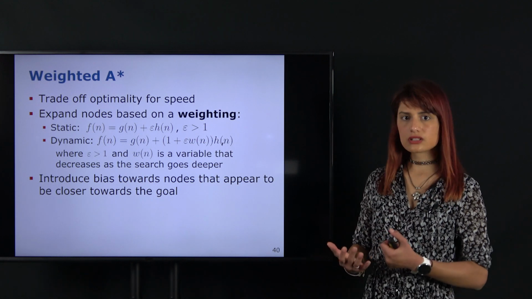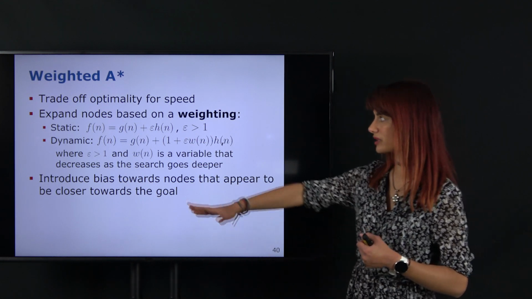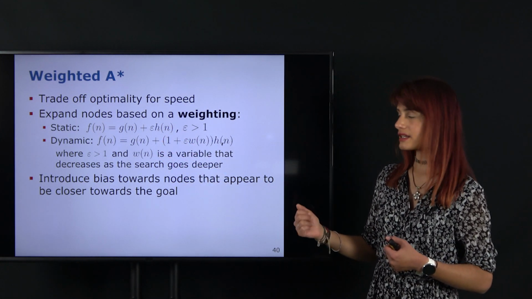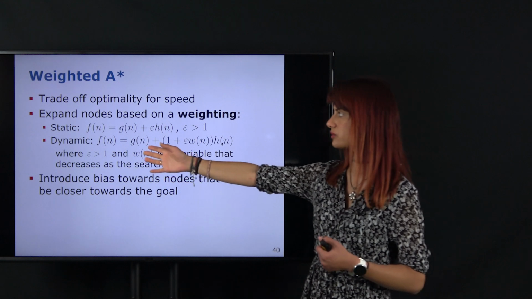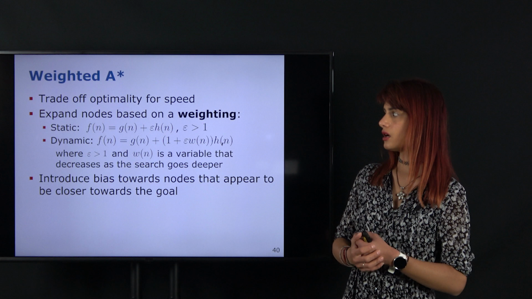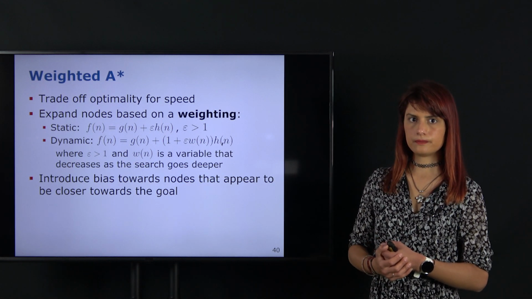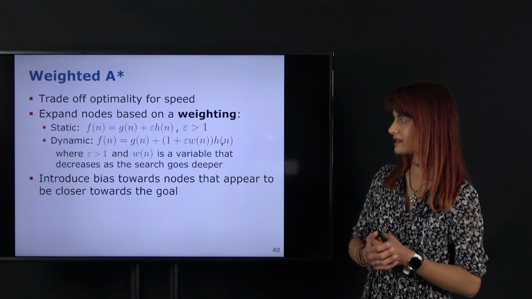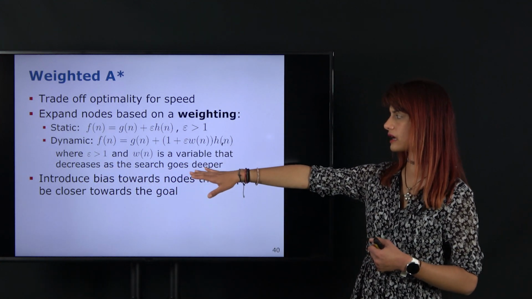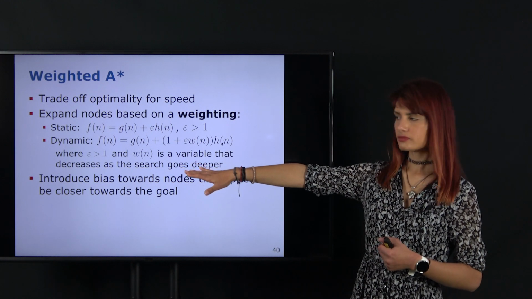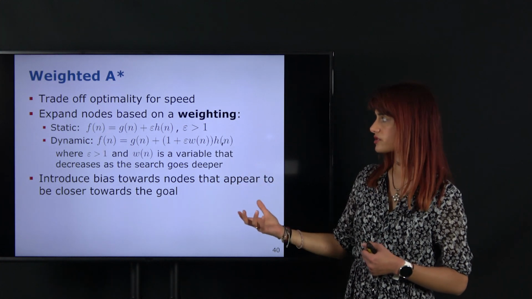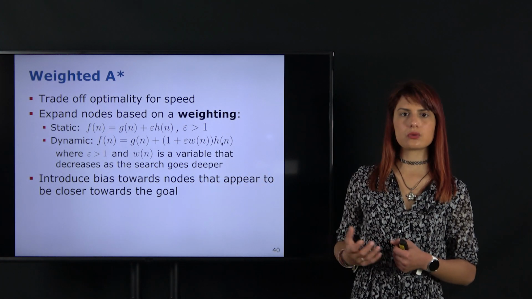So it is a linear combination of the accumulated costs and the heuristic value. And by using a static weighting, we can weight the heuristic more so that the search becomes more greedy and drives us closer, faster towards the goal. On the other hand, a dynamic weighted A-Star is one where we actually have a variable that depends on the depth of the search. And the closer we get to the goal, the less we weigh our heuristics.